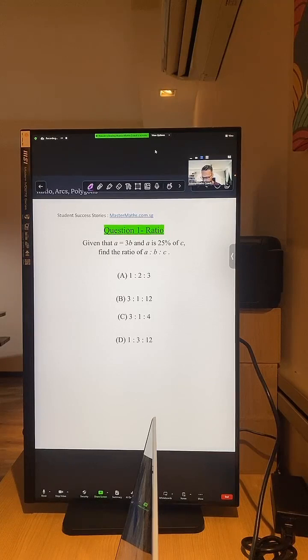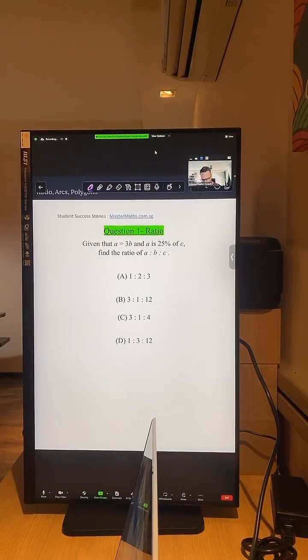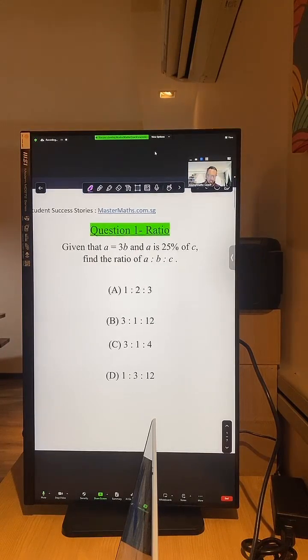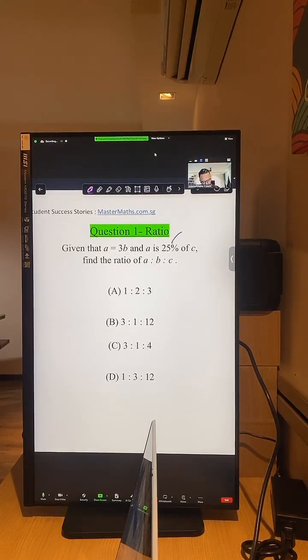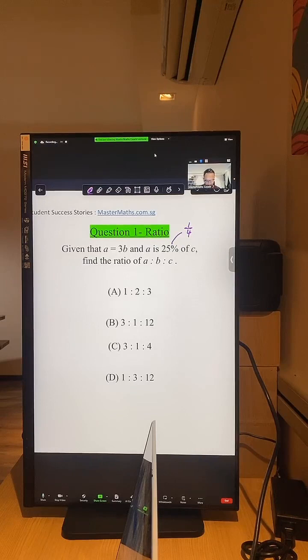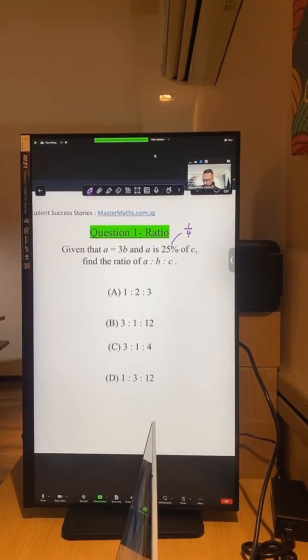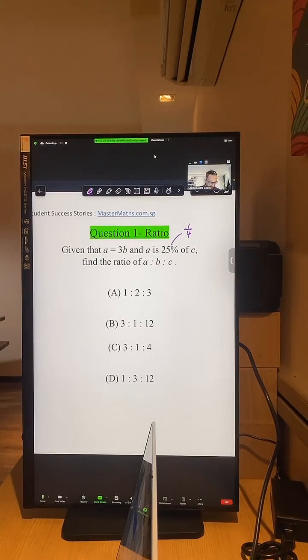Okay, without further ado, without further delay, let's get started into this first question. So it says here that A equals 3B and A is 25% of C. 25% here meaning 1/4, right? You should know that 25% is 1/4. Find the ratio of A, B, and C. Okay, any of you want to give it a try? Is the answer A, B, C, or D?